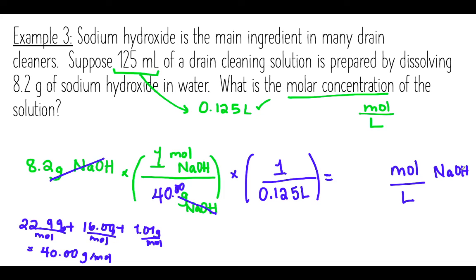Okay, so let's actually do the math. So 8.2 divided by 40 divided by 0.125 will give me 1.64, which means my concentration is 1.6 moles per liter of NaOH.